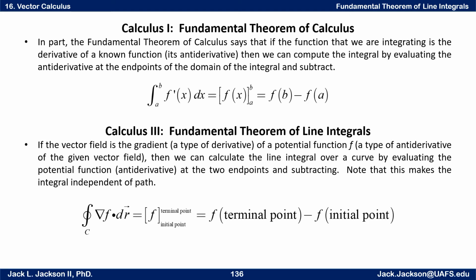So if the vector field is a gradient field of some potential function f, a scalar function, then f is going to be a type of antiderivative of that gradient field that we started with. So the big F is del little f. And then we can just take this potential function f, the antiderivative of sorts, and evaluate it at the two endpoints: the value where we stopped minus the value where we started. You can see it's very similar to the fundamental theorem of calculus, hence the similar name.